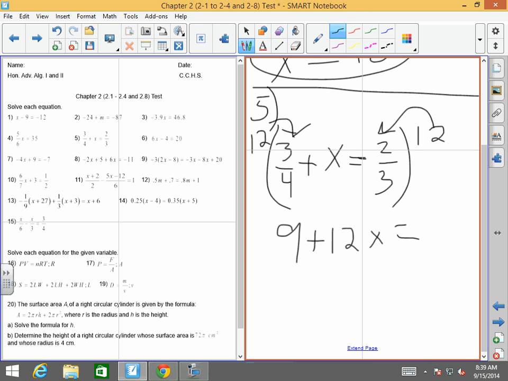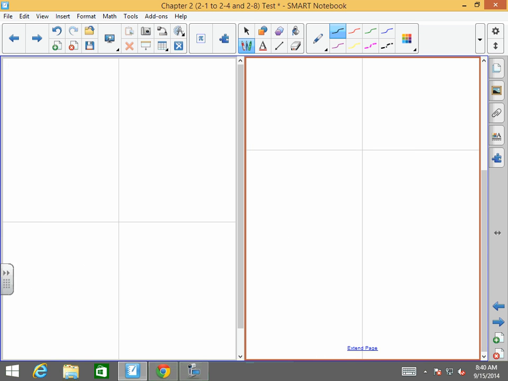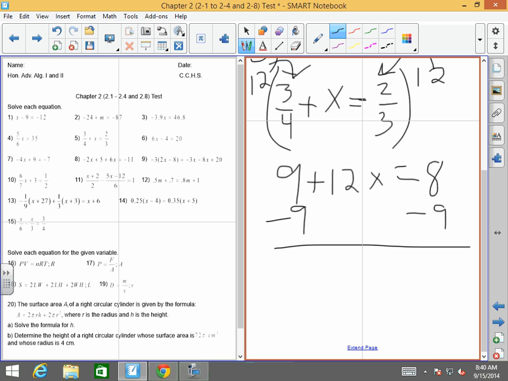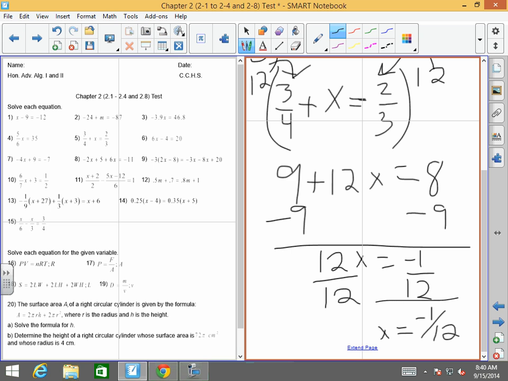So like I said, equals 12 times 2 is 24, divided by 3 is 8. Subtract 9 from both sides, my brothers. And then I've got 12x equals negative 1. Cancel out multiplication with division. And x equals negative 1/12. Bada bing, bada boom. Okay? That's number 5.